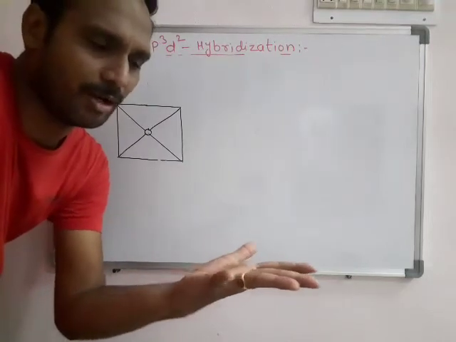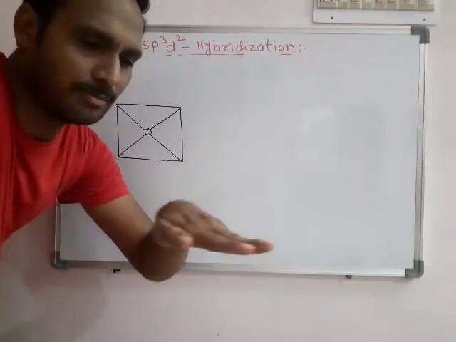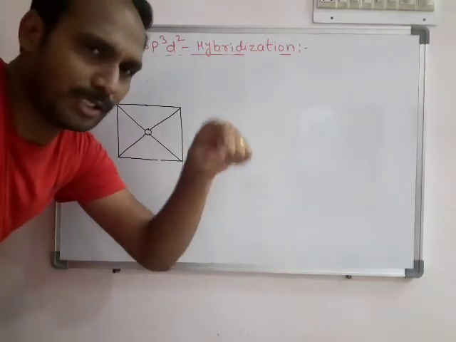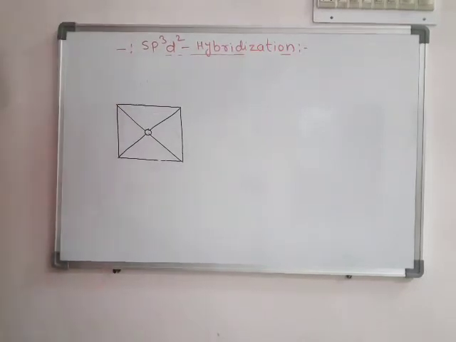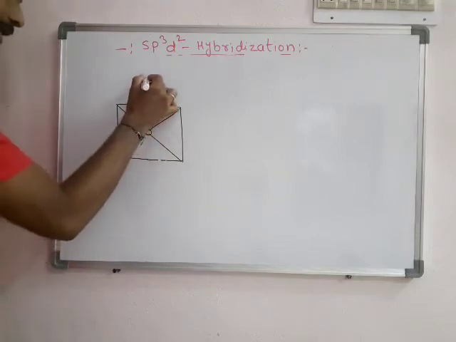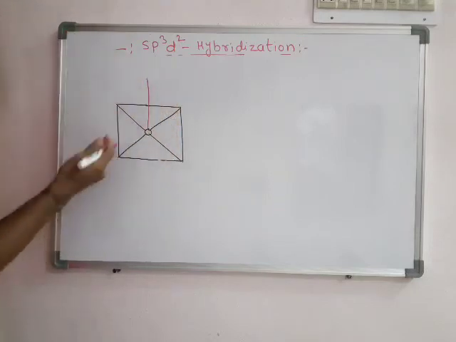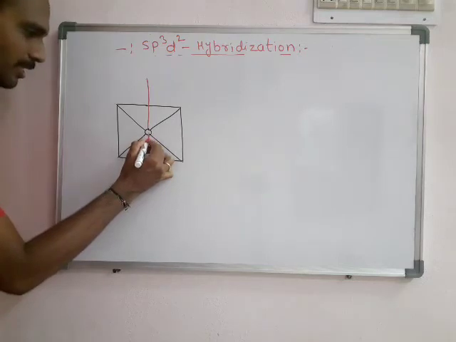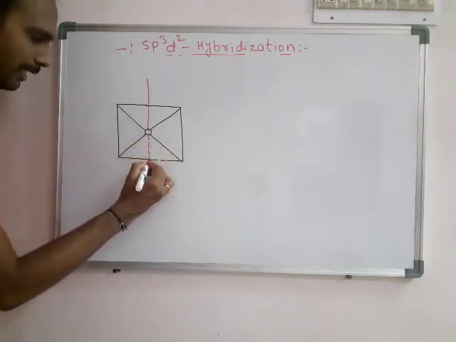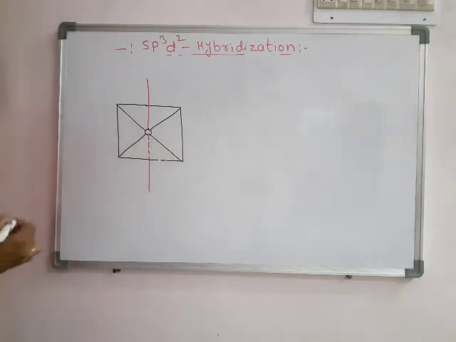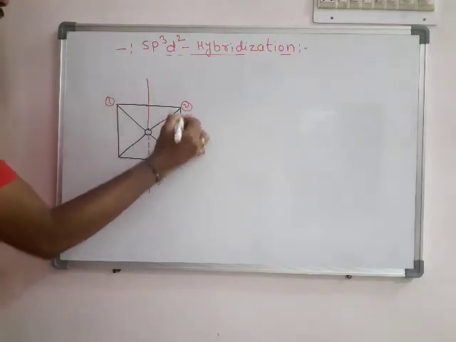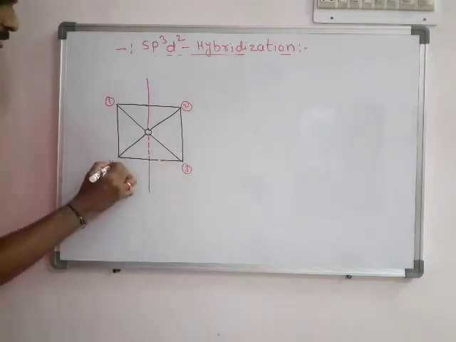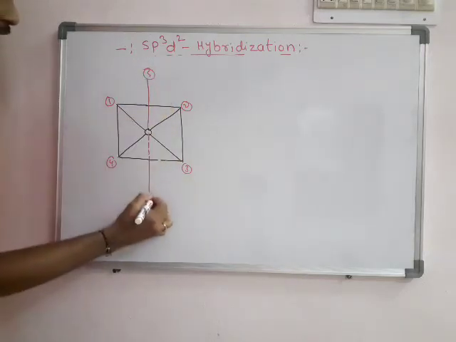So the four wings are all in one plane. Above the rod and opposite, below the rod, there is one more. So in total there are 6. Four wings in one plane, one is above that plane, and the next one is exactly below that plane. Like this there are 6 present: 1, 2, 3, 4, 5, 6.